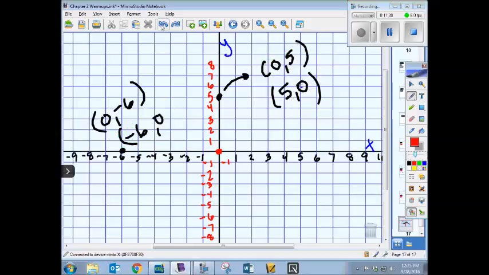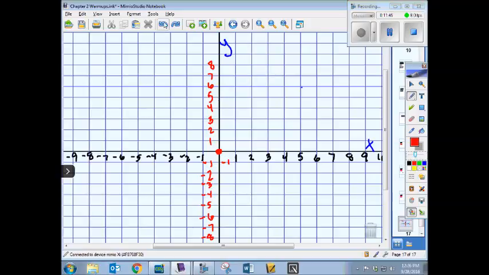I think I covered everything. Origin, X and Y axis, got to know all those things. Very important. Okay? Oops. Okay, bring back my X and Y. Okay. Now let's talk about reflections.